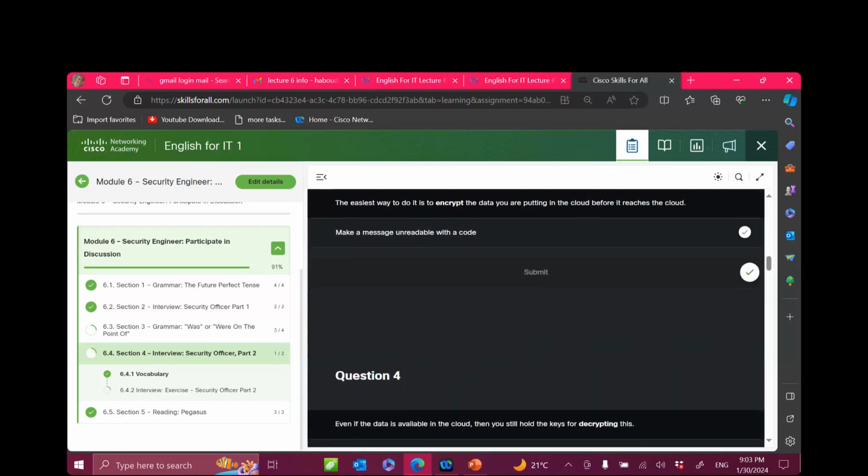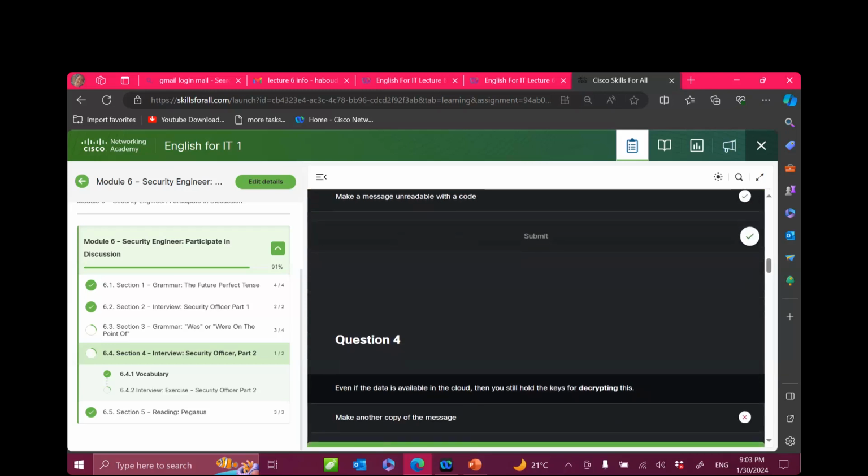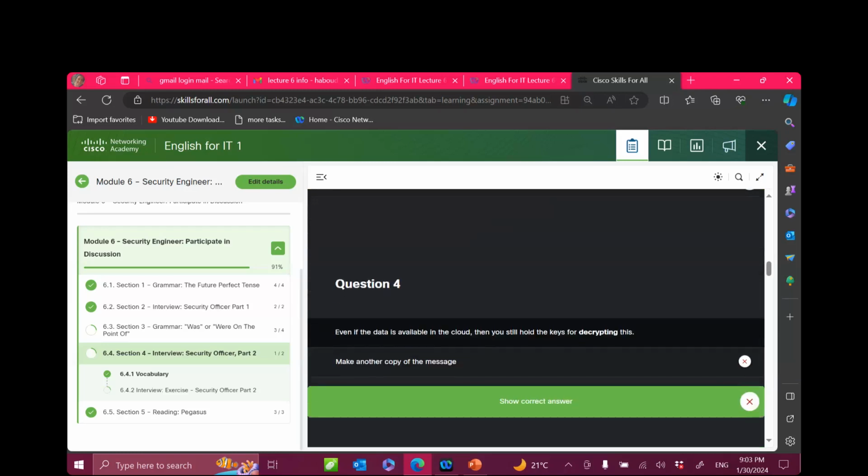Next, question 4. Even if the data is available in the cloud, then you still hold the keys for decrypting this. What's the meaning of to decrypt something? I know that encrypt أشفرها, decrypt أعيد أفك الشفرة بتاعتها. It means make another copy of the message. صح كده؟ لا مش صح طبعا. It means to make a coded message readable. أرجعها تبقى مقروءة تاني, أفك يعني الشفرة بتاعتها. Okay.